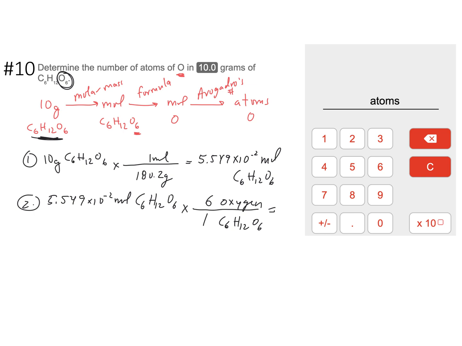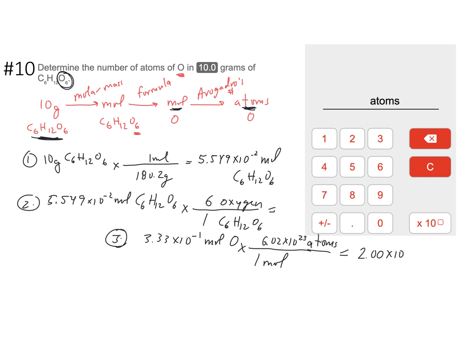And that gives me 3.33 times 10 to the minus 1 moles of oxygen. That takes us to step 3 now. Avogadro's number is the only way we can go from moles to atoms or molecules, depending on what we're looking at. 1 mole of anything, 6.02 times 10 to the 23 atoms in this case. Multiplied by atoms, and I get approximately 2.00 times 10 to the 23 atoms of oxygen for question 10.